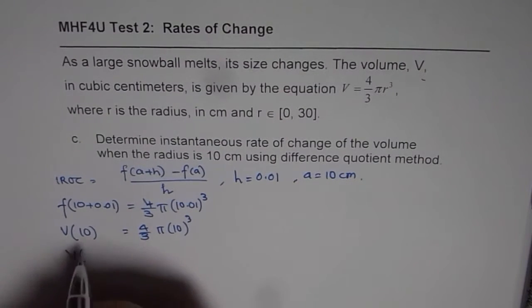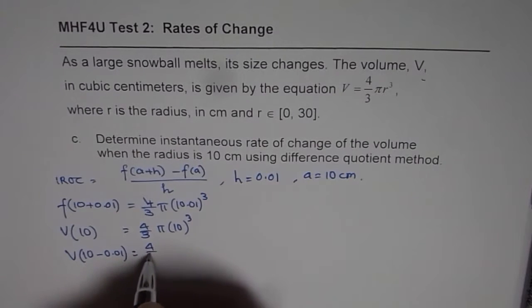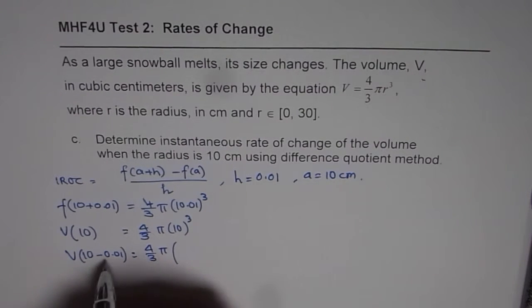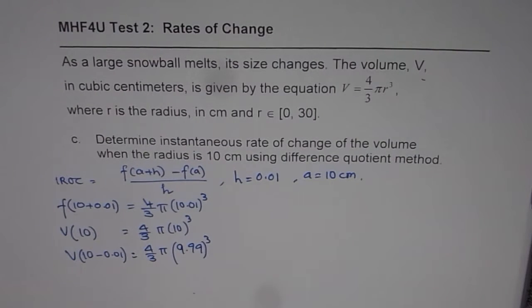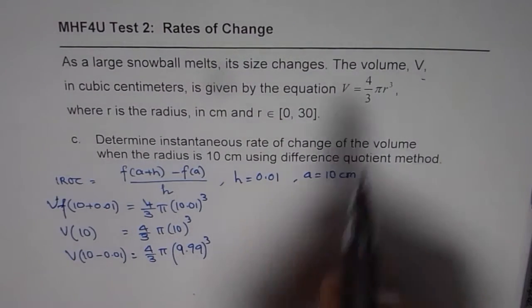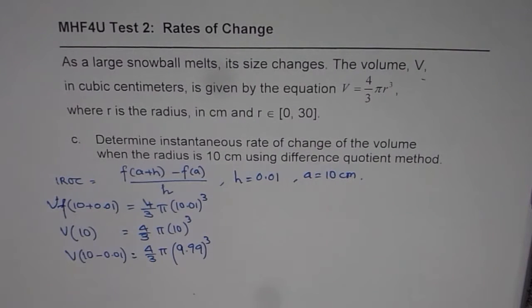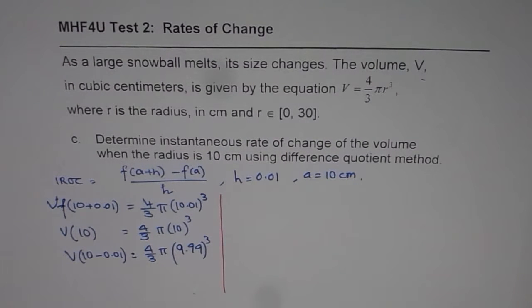And also volume when it is 0.01 less, that means 10 minus 0.01. So it'd be 4 by 3 pi 9.99 cubed, correct? Use your calculator to find these values. So you could replace f with V, since we are talking about volume as a function of radius. Now once you have calculated these values, then you find instantaneous rate of change by preceding and following method, and then you can take the average of the two.